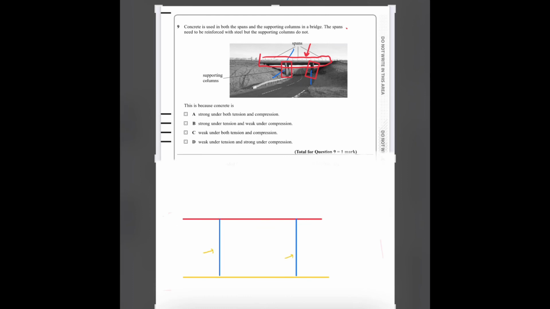So in the supporting column we have weight of the spans downwards. So there is weight on the span downwards in this direction, and since this is the ground, there is a reaction force upwards on the span. So there is a reaction force upwards like this. So since there are forces acting on opposite directions on the same span, it means that the span is actually under compression. Since it is under compression, it is a compression force.